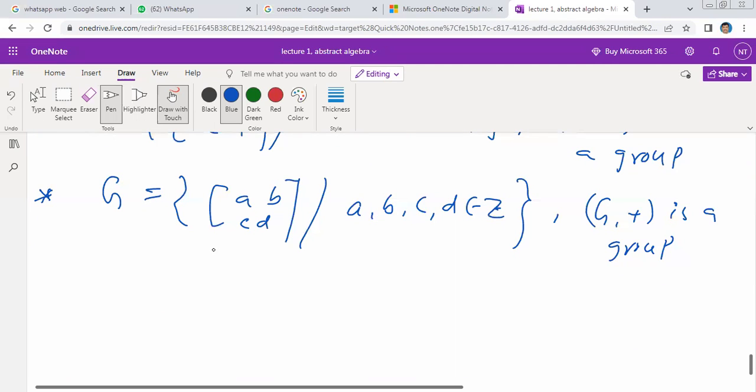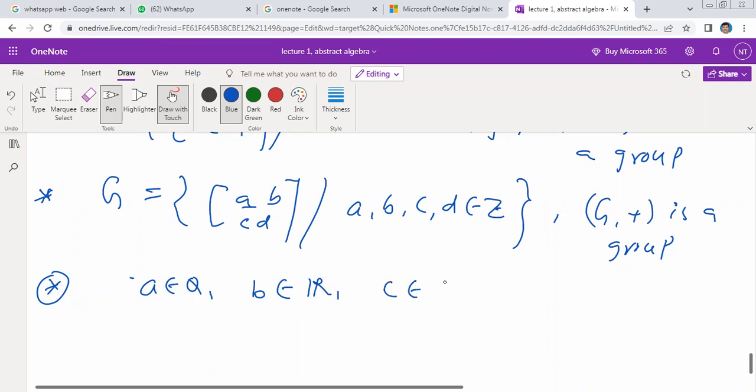Suppose I am changing the numbers, this is the important one. Suppose in the above problem I am taking a belongs to Q. This a I am taking in Q. b is a member in R.